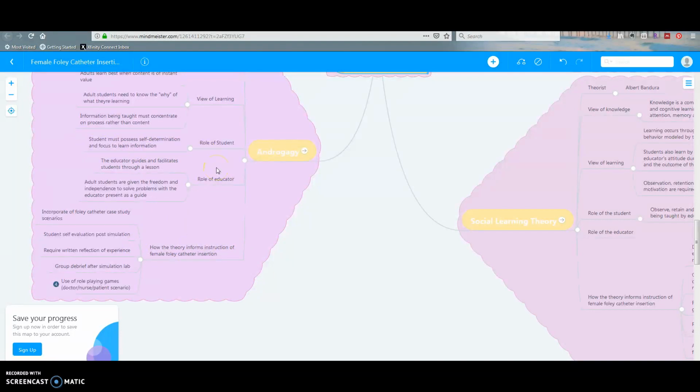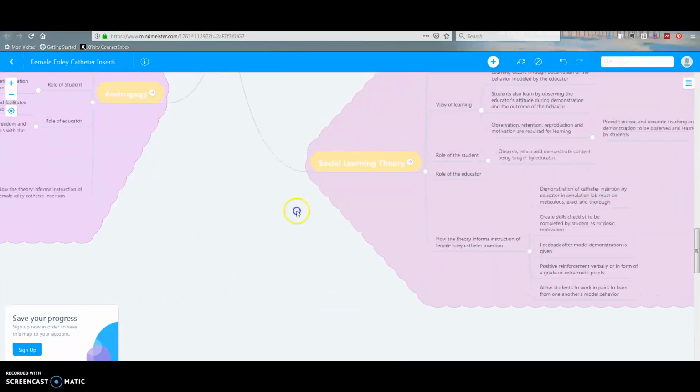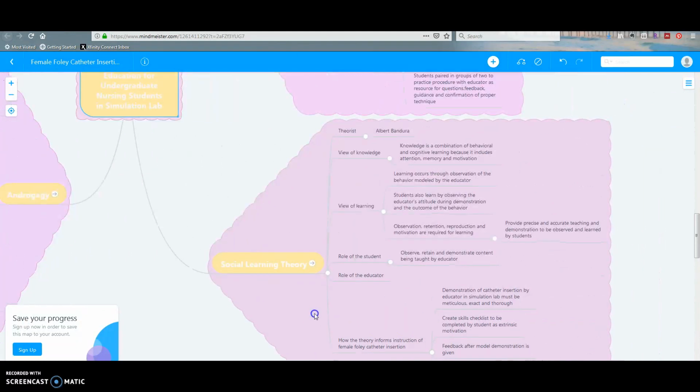The student has to be self-aware and self-determined and focused on integrating and learning that information, and you as the educator work as a facilitator in an andragogical classroom, where that is the predominant theory. So how are you going to integrate this into catheter insertion? You're talking about case studies and scenarios, and letting them do a self-evaluation, simulation, and maybe use of role play, to get them to understand how they're going to use this particular skill set.